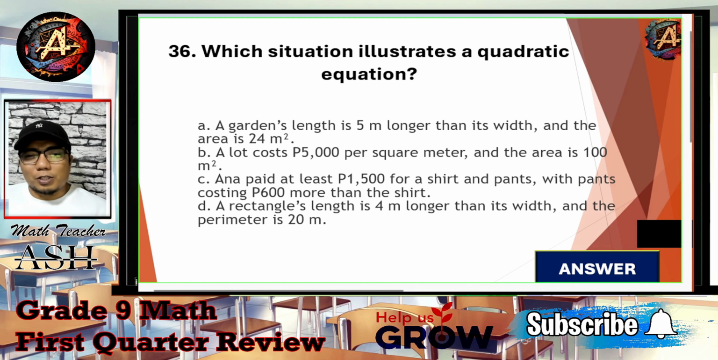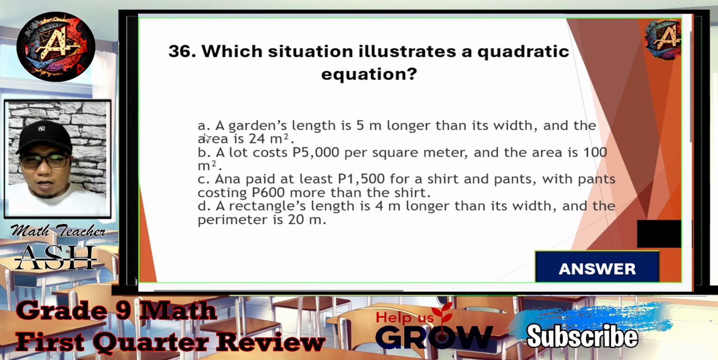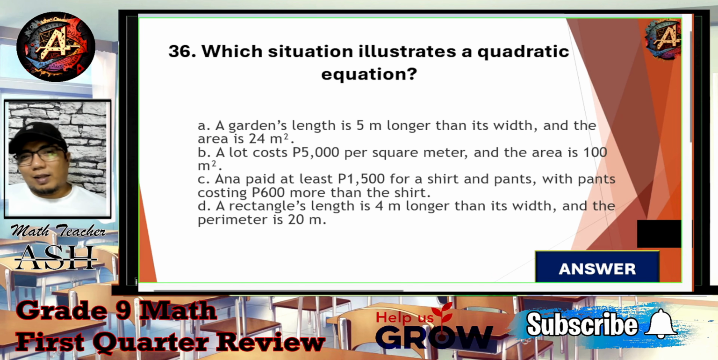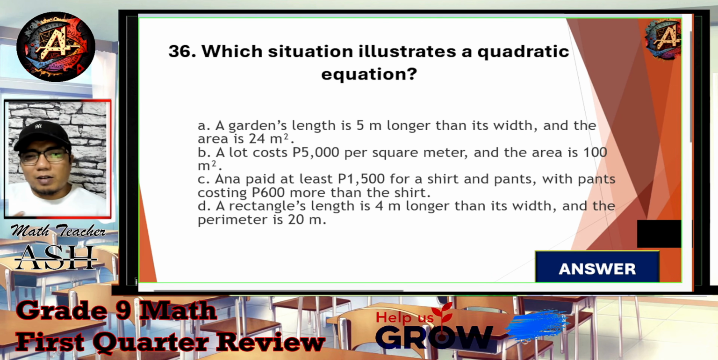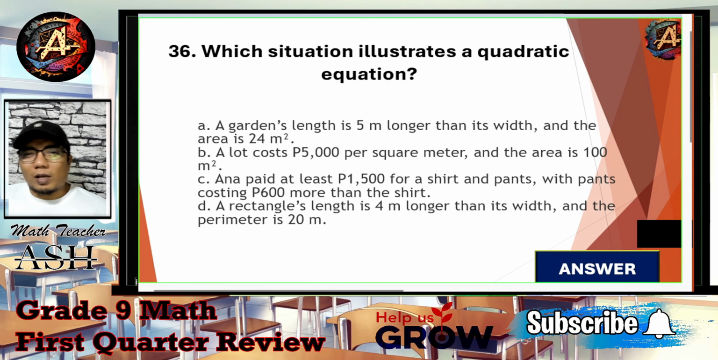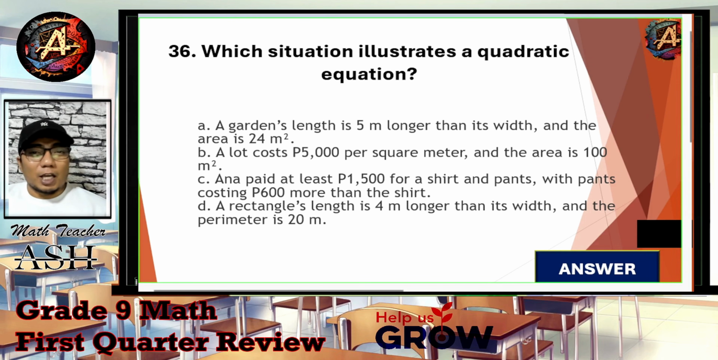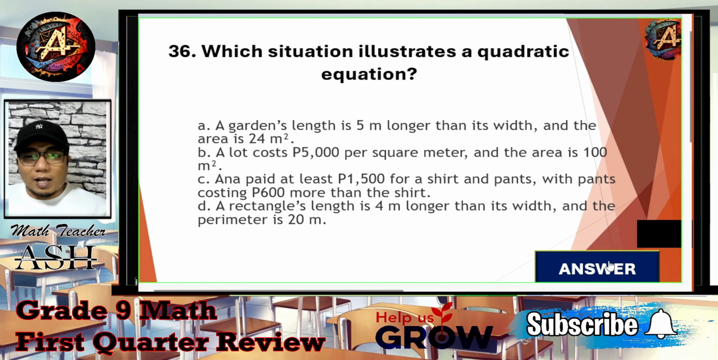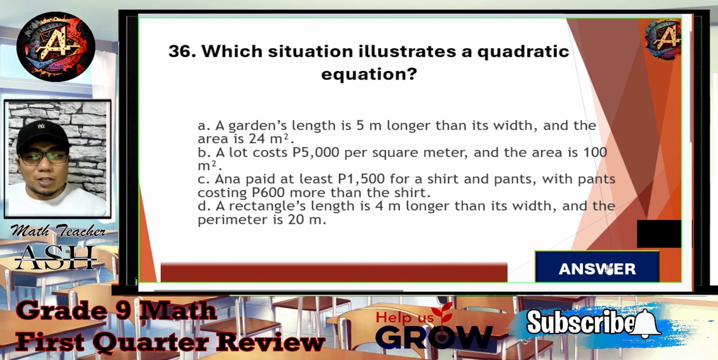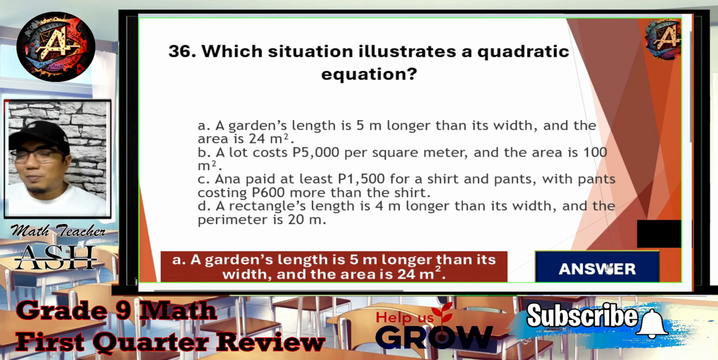Alright, my dear math learners, in terms of considering quadratic equations in real life, normally, if you have a garden which is rectangular in shape, the area is equal to length times width. Why do I say area? Because area is in the second degree, and that gives us an application for a quadratic equation. The correct answer here is letter A. Let's check. Alright, very good, my dear math learners.